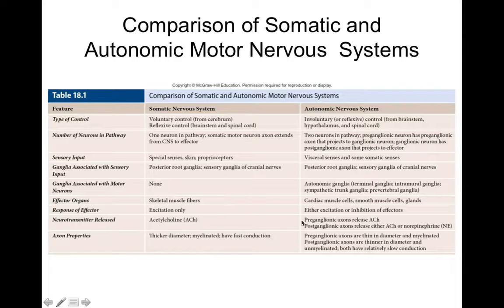Now the neurotransmitters are different too between the two systems. So for the somatic nervous system, we have acetylcholine, which is a major neurotransmitter. And then for the autonomic nervous system, we have a variety of neurotransmitters. And what was the function of a neurotransmitter? You got it. It's a chemical message, right? And how do these neurotransmitters get released from a neuron onto the next neuron?